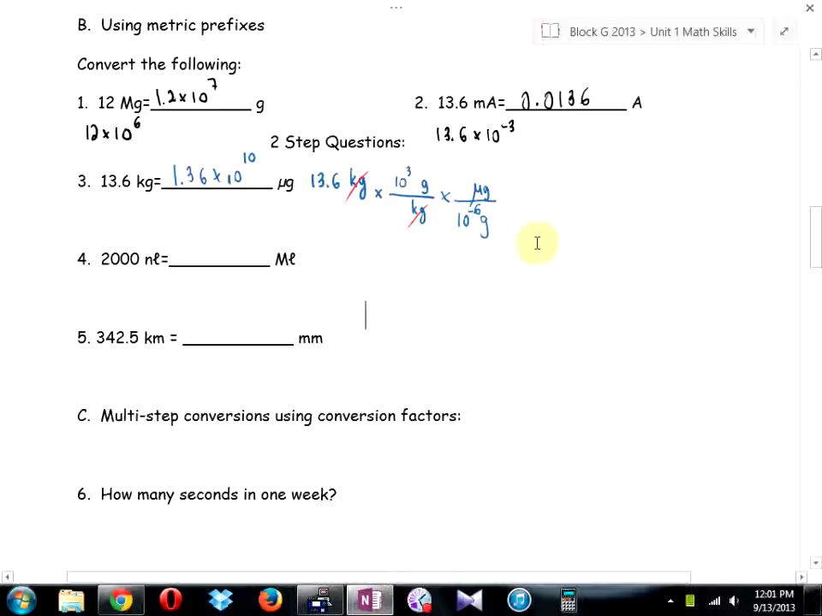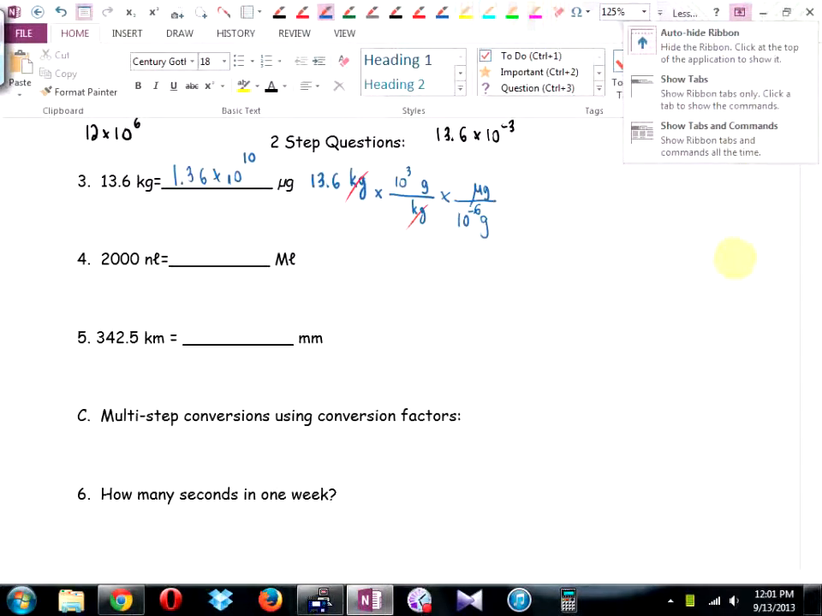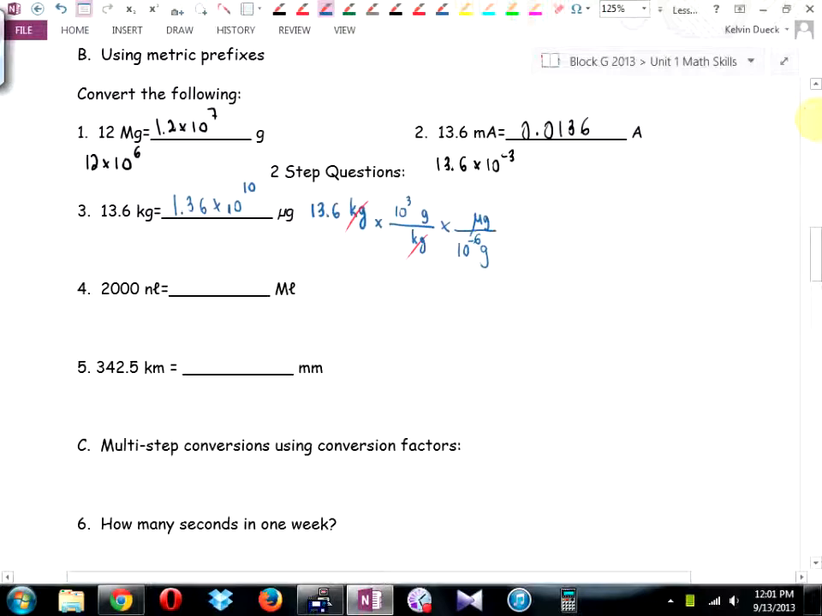I'm looking at two-step unit conversion questions. So it wants me to go from, what's the lowercase n stand for? In example 4, what's the lowercase n stand for? This is where we left off, yes? Okay. Nano, and it wants me to go to capital M, which I think is mega, yes? Yes. First thing I'm going to do, write down what they gave me.